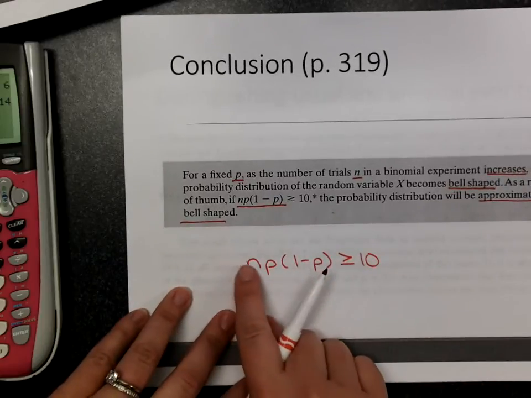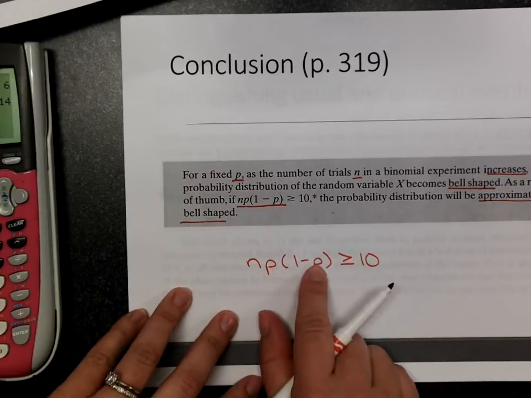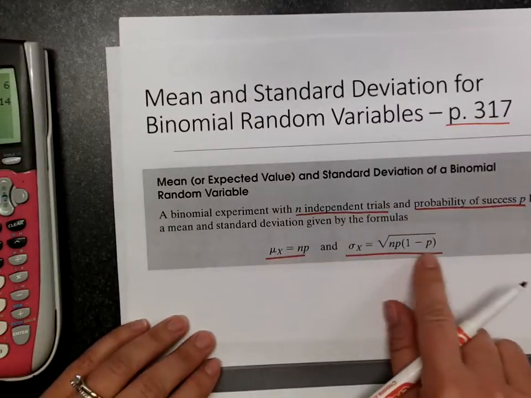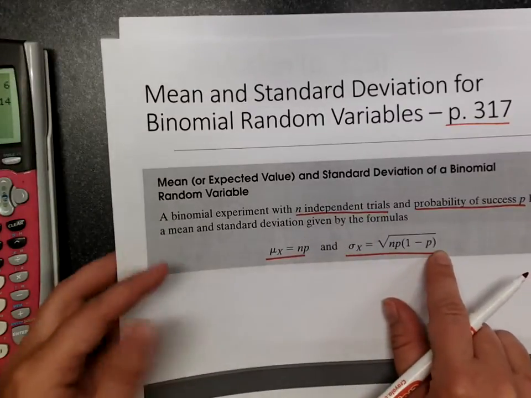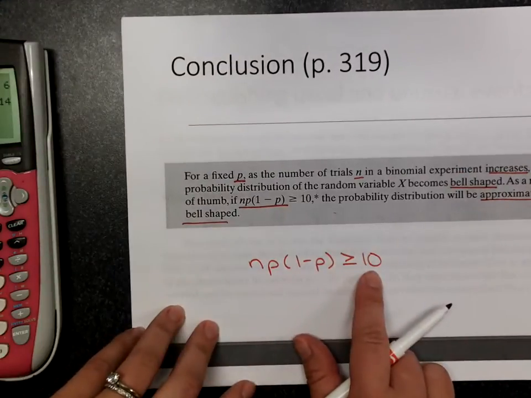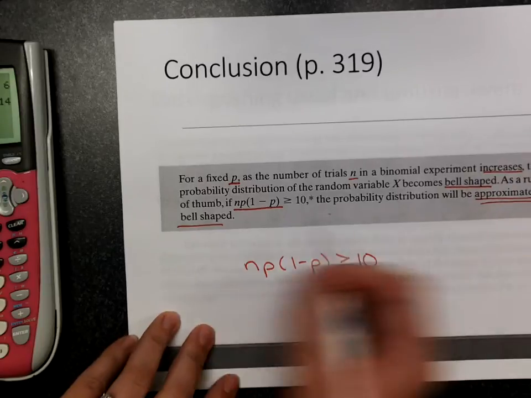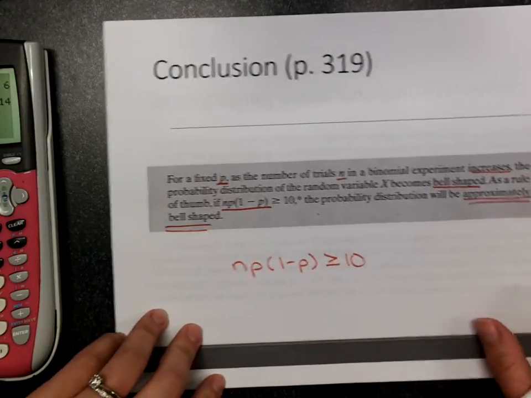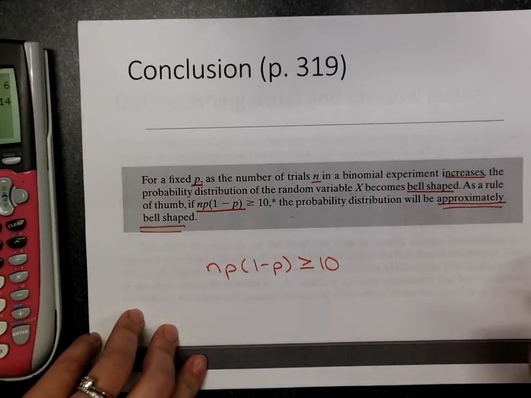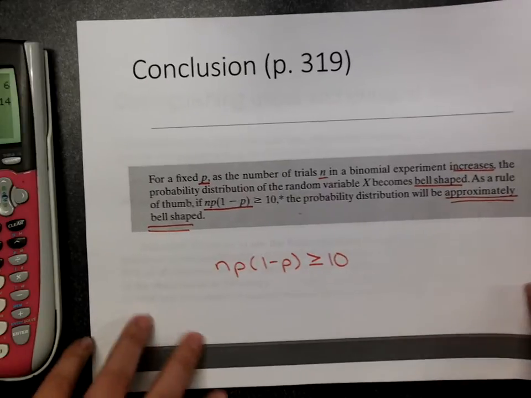So this little check, n times p times 1 minus p, and if you forget that order, it's the same order as the standard deviation, we're just not square rooting it. So if you multiply those together, and you get a result that's bigger than or equal to 10, we can say that the data are approximately bell-shaped, which then we can use everything we learned from chapter 3 to help us come to some different observations.